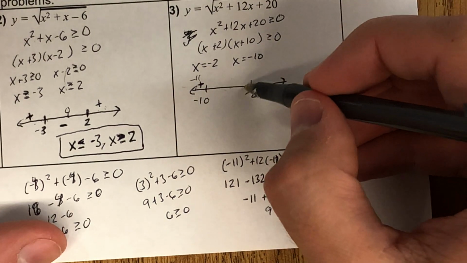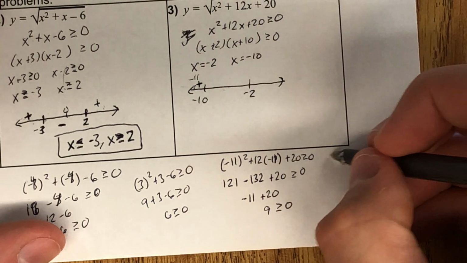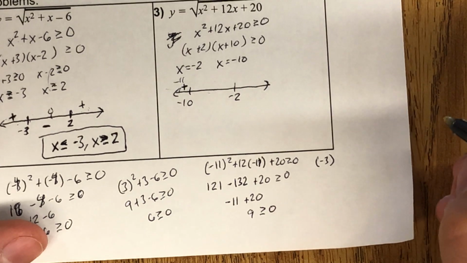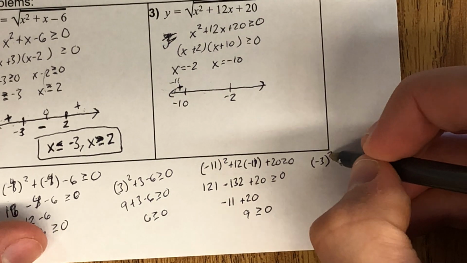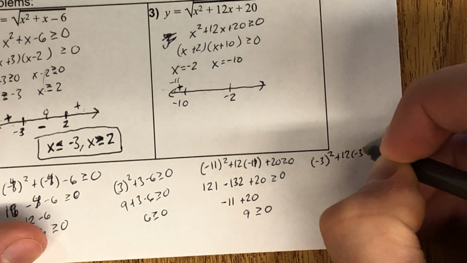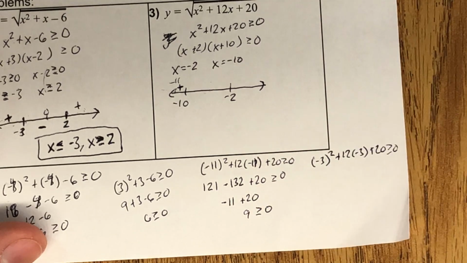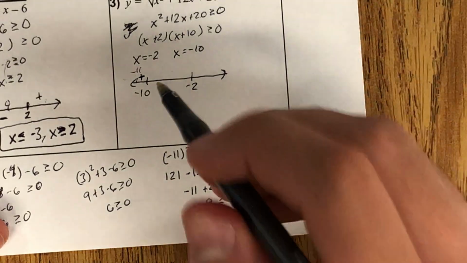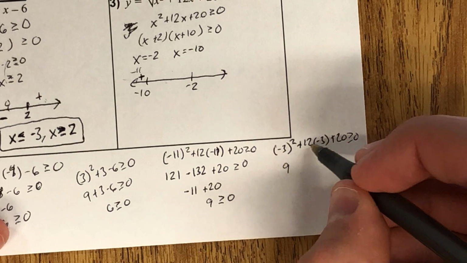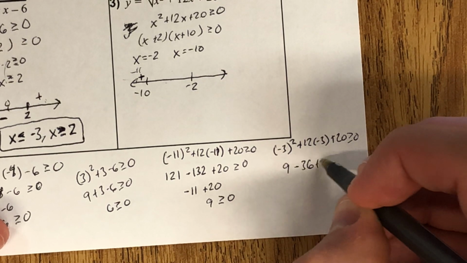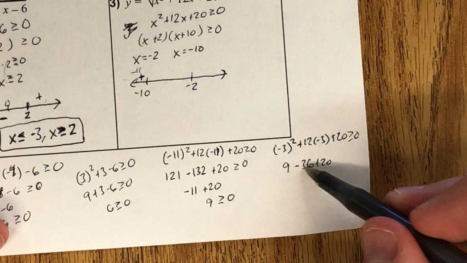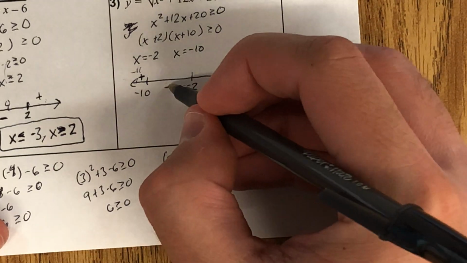We can pick a number between now. So I'm going to keep things low. So I'll try -3. So let's plug in -3 for x. Check, is that greater than or equal to 0? -3 squared is 9. 12 times -3 is -36 plus 20. Can already see that's going to give me a negative value, so no.